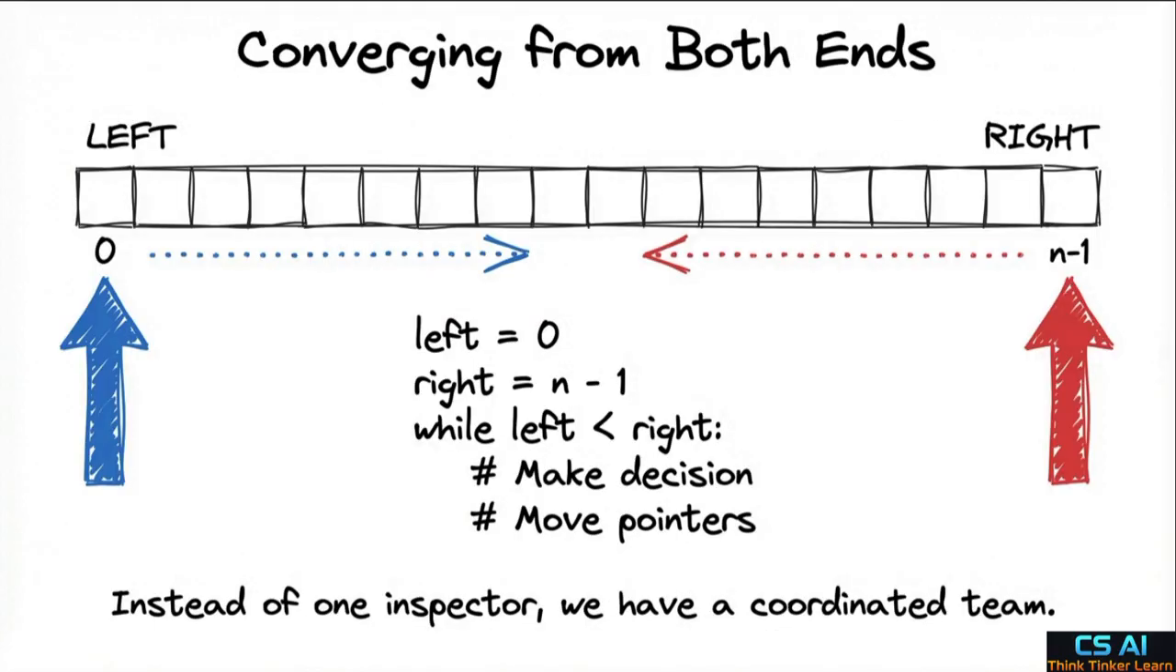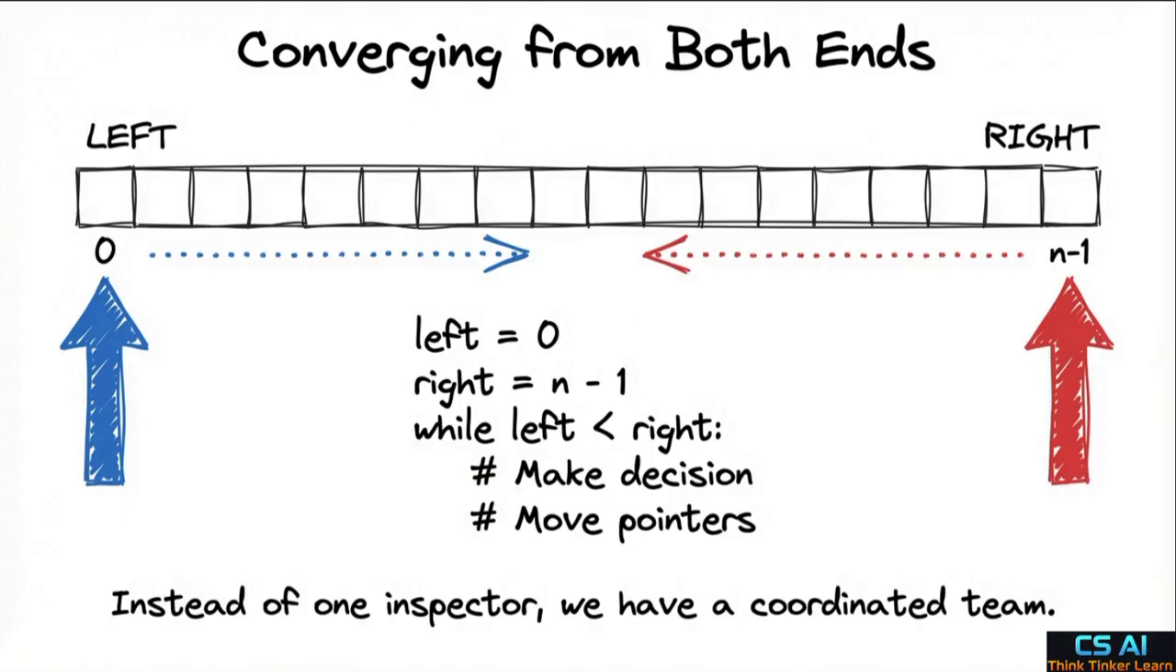Converging from both ends. Let's formalize this powerful pattern. We call this converging from both ends. Instead of one lone inspector, we now have a coordinated team. We initialize a left pointer at index 0 and a right pointer at the last index, which is n minus 1. Our main logic runs inside a while loop with the condition while left is less than right. This ensures they don't cross over.